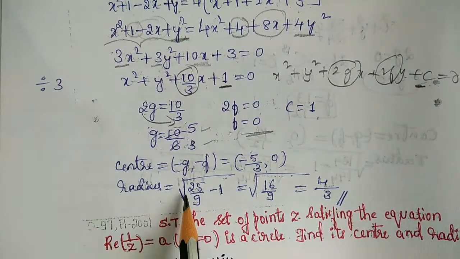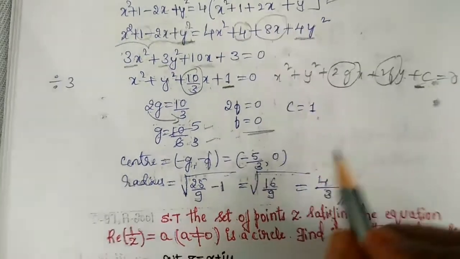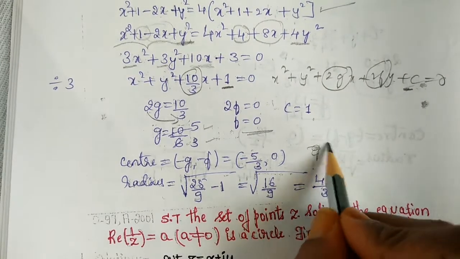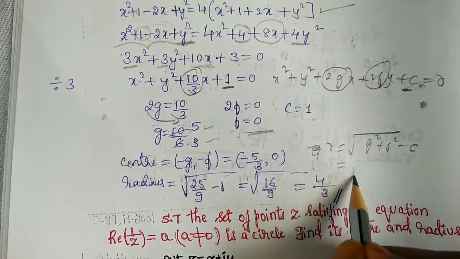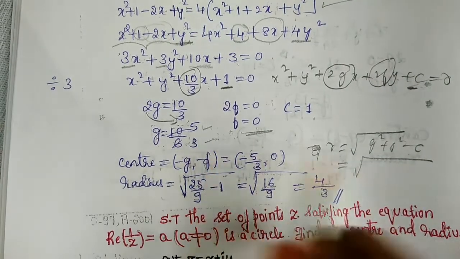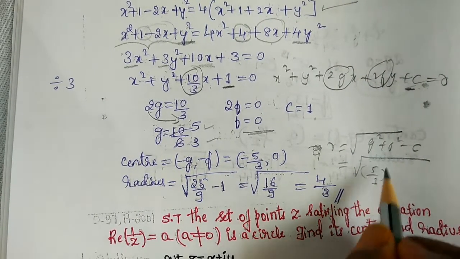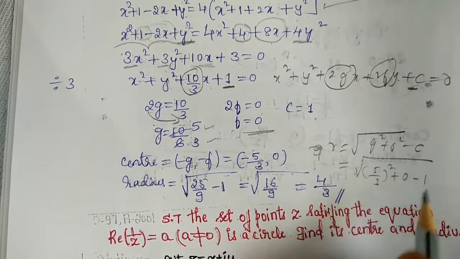And radius is what? Square root of g square plus f square minus c. Just do the calculation. r is equal to square root of g square plus f square minus c. Substitute in place of g, 5 by 3, so g square is 5 by 3 whole square, f square is 0, and c is 1.